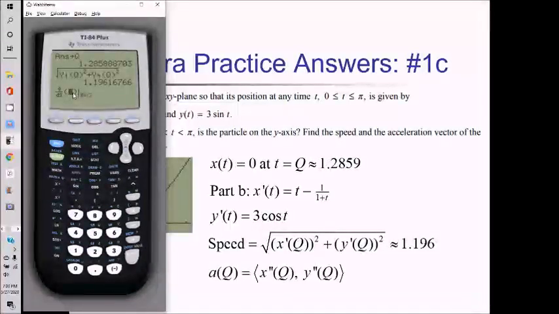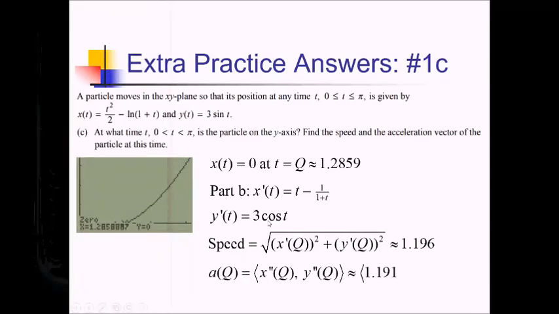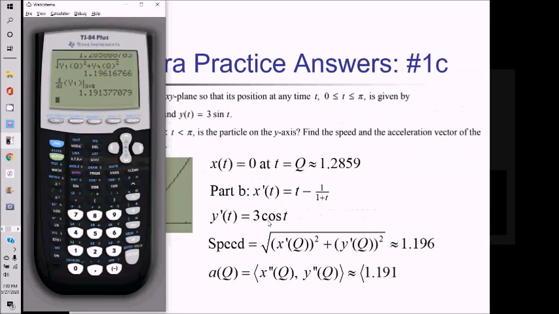And in here, I want x prime's derivative, so I'm going to do alpha trace y1. And I want to do this at q, so in this little x box here, I'm going to put alpha q. Press enter. It's about 1.191. There we go.